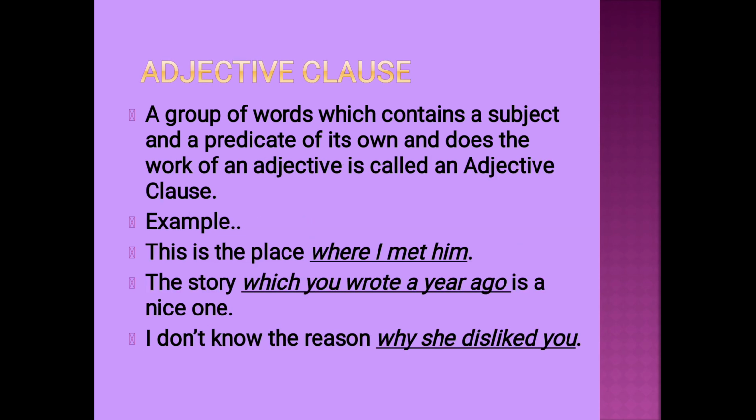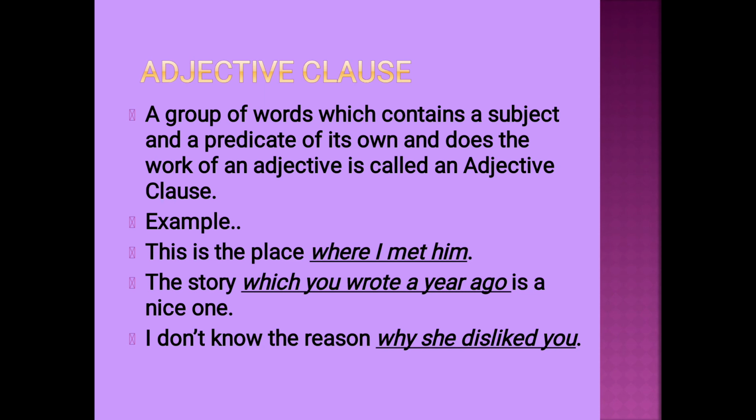Next is the adjective clause. Again, a group of words which contains a subject and a predicate of its own, and does the work of an adjective, is called an adjective clause. Examples are given. This is the place where I met him. So what exactly is the adjective here? The place. This is modifying the importance of the place where I met him. So it is working as an object. So this is an adjective clause. It also has its own subject and verb combination, which we did not find in a phrase.